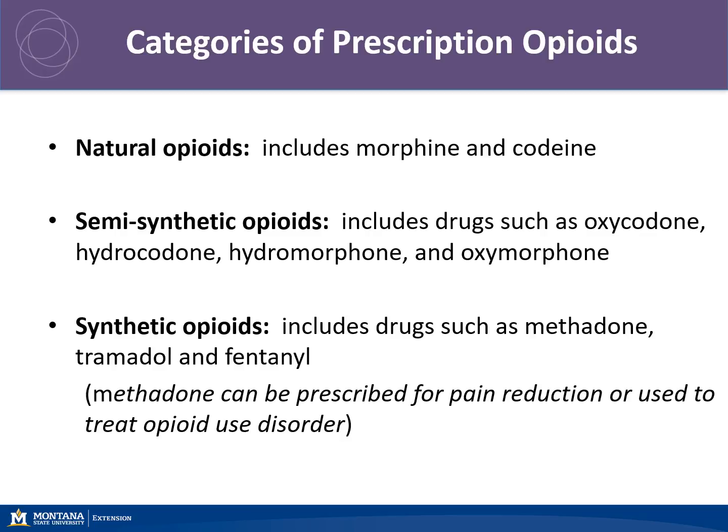Methadone can be used as a painkiller or to treat opioid use disorder. Methadone is a highly researched, FDA-approved medication used to treat opioid use disorder. Using FDA-approved medications to treat any substance use disorder, including opioid use disorder, is referred to as medication-assisted treatment. This will be covered in the following slides and modules.